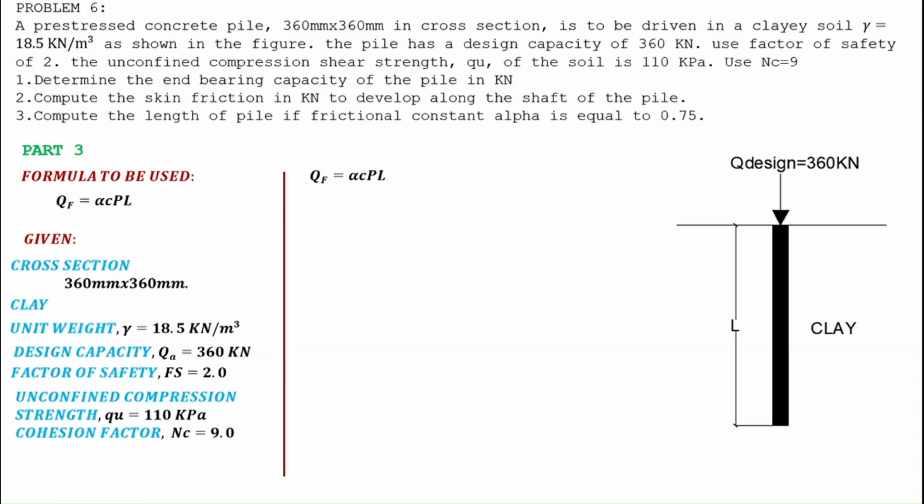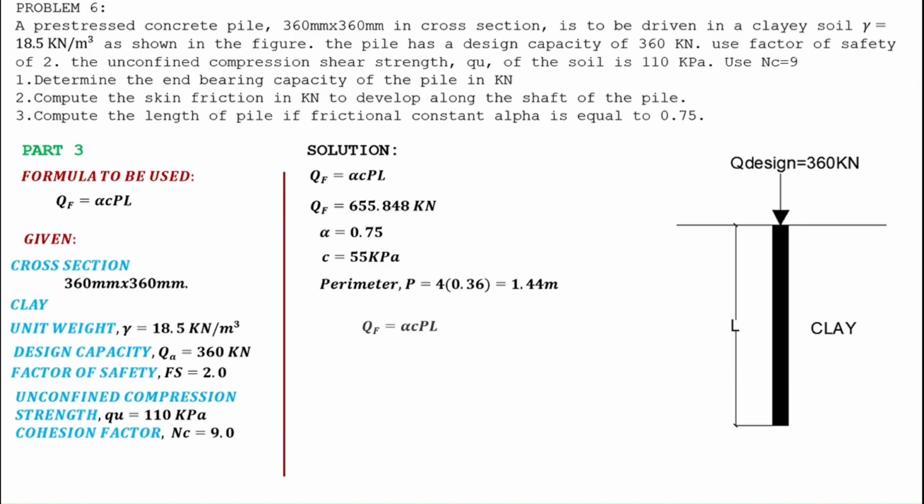For our solution to the last part of the problem, we will recall the other formula for skin friction. That is, skin friction is equal to frictional constant times cohesion times perimeter times length. QF is equal to alpha CPL. From the second part, we got QF is equal to 655.848 kilonewton. Alpha is 0.75. Cohesion is 55 kilopascal. Perimeter is equal to 4 times the side of square, or 4 times 0.36 m equal to 1.44 meters.